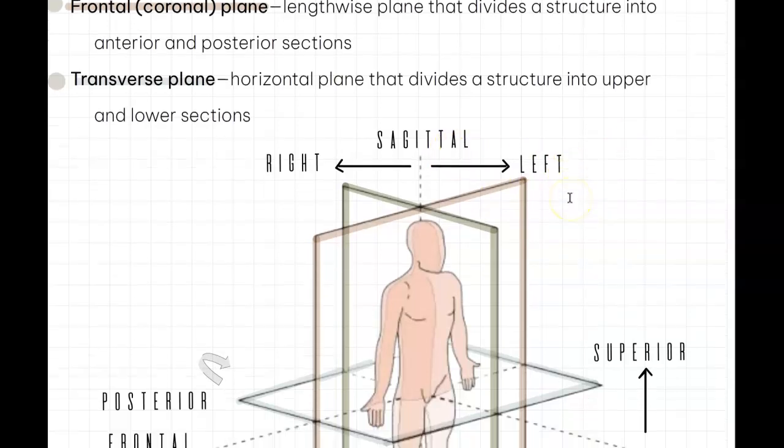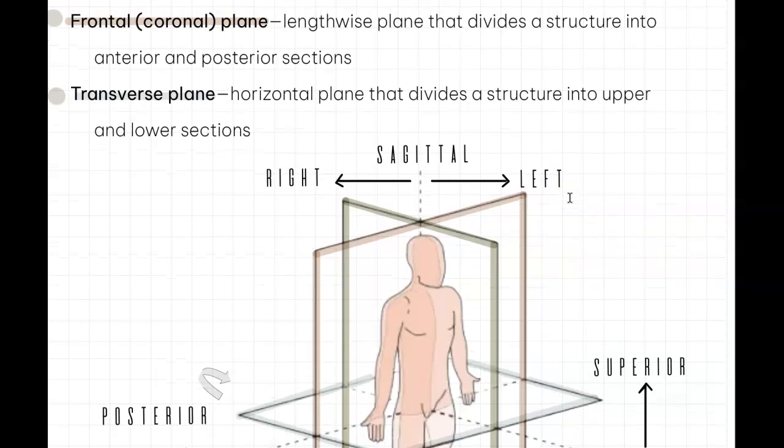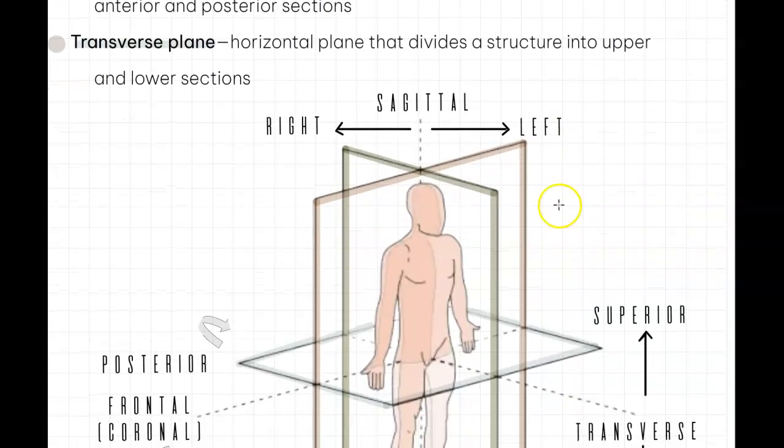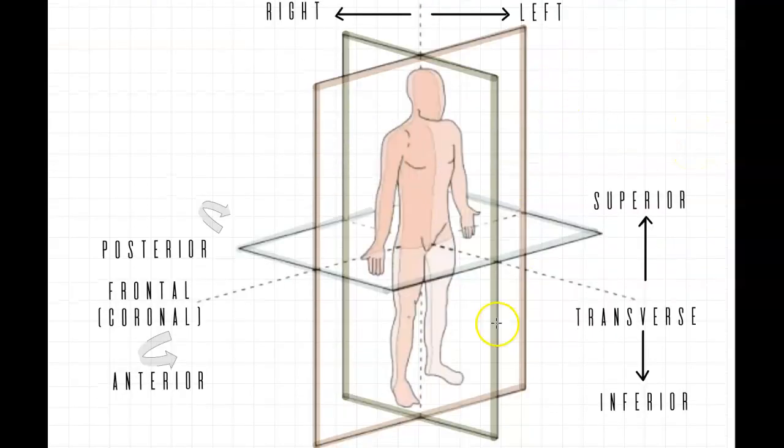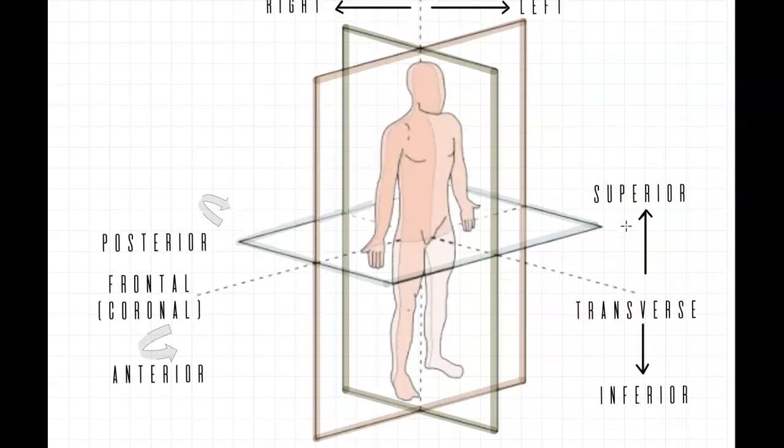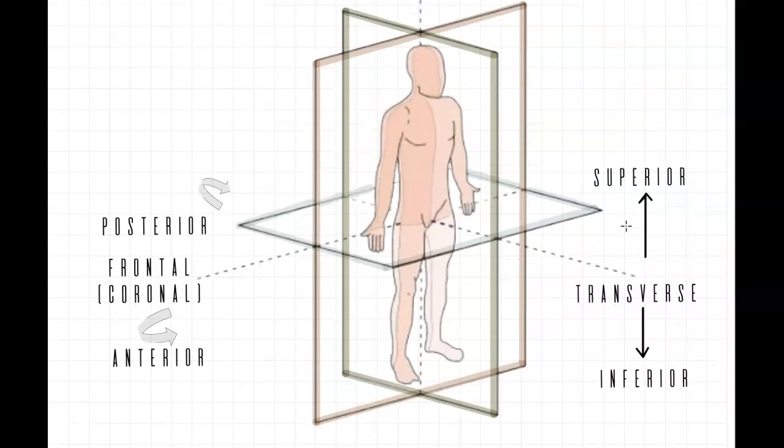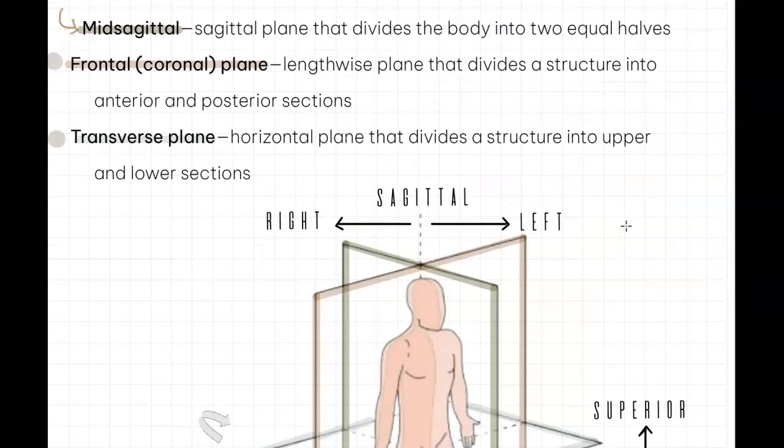And then lastly, we have the transverse plane, and that is a horizontal plane. So you can see it goes side to side, not top to bottom. A horizontal plane that divides a structure into upper and lower sections. So top half, bottom half. Now it doesn't have to be right in the middle of the body. It could be dividing the head into upper and lower sections, dividing the arm into upper and lower sections. You can put transverse planes anywhere to divide a part of the body.